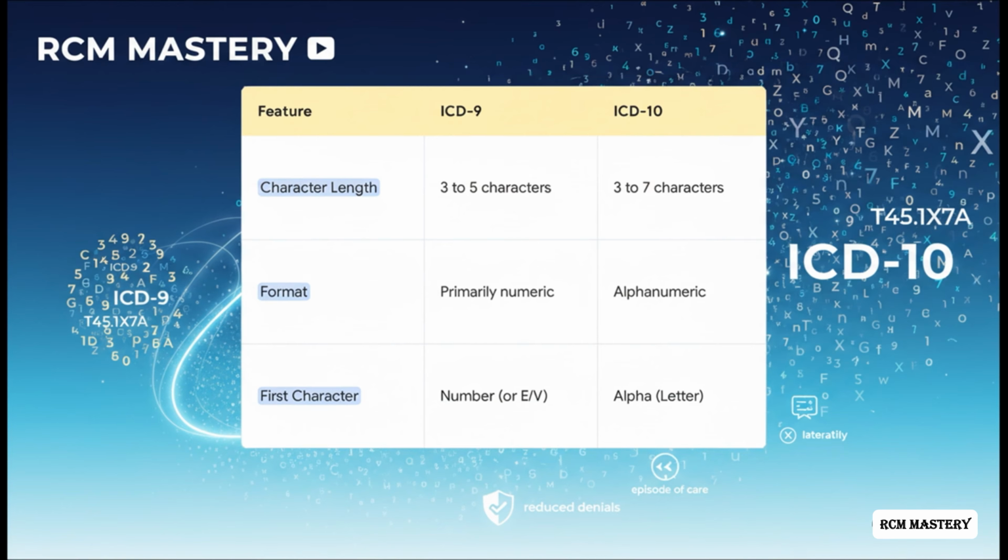But ICD-10 blows that out of the water. We're talking up to 7 characters, and they're alphanumeric, meaning they use both letters and numbers. This isn't just about making codes longer. It's about creating a language that's way more flexible and descriptive.